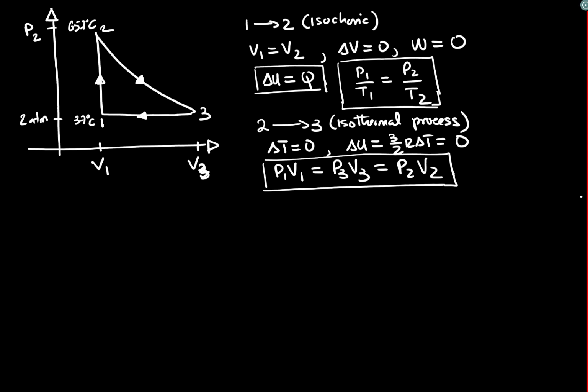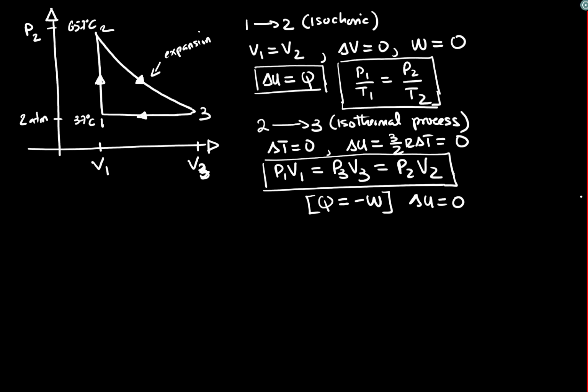At this particular stage, this is an expansion because the volume increases. And if it is an expansion, it means that the system does work. In other words, the work done is negative. So the heat lost by the system is equal to the work done by the system, since delta U is equal to zero.